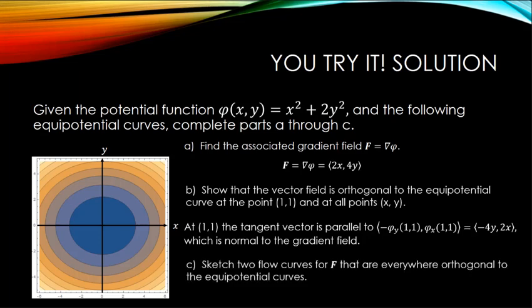Now I want to sketch two flow curves for f that are everywhere orthogonal to my equipotential curves. I'm going to actually graph 3. As I move further out along my equipotential curves, the vector flow begins to behave more like a straight line, remaining orthogonal across all curves. But when I get closer in toward the origin, you'll notice that my flow curve has to bend slightly in order to maintain an orientation that is orthogonal at all equipotential lines.